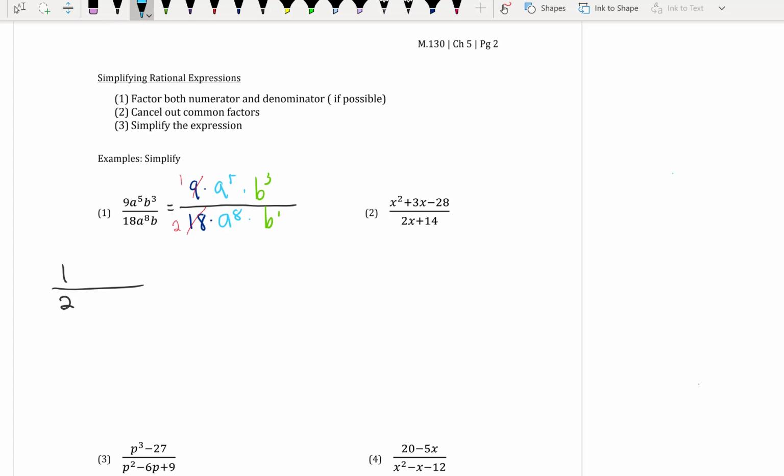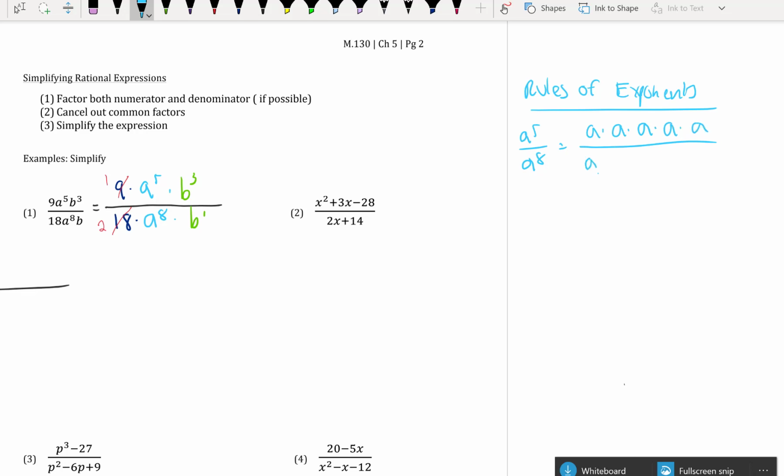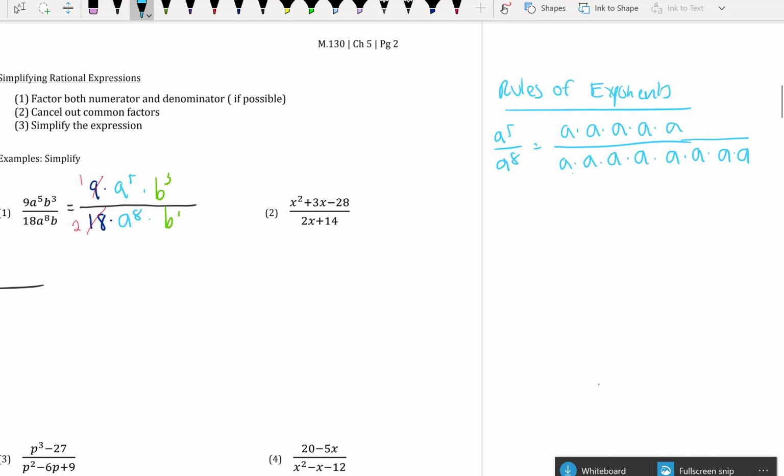Now I'm going to deal with my a's. Well, think about your rules of exponents. If I were to have a to the 5th over a to the 8th, think about the literal. I have 1, 2, 3, 4, 5. And on the bottom, I have 1, 2, 3, 4, 5, 6, 7, 8, right? So you can think of them as canceling out, and you have 3 left over. So you have a to the 3 on the bottom, and everything cancels out in the numerator.